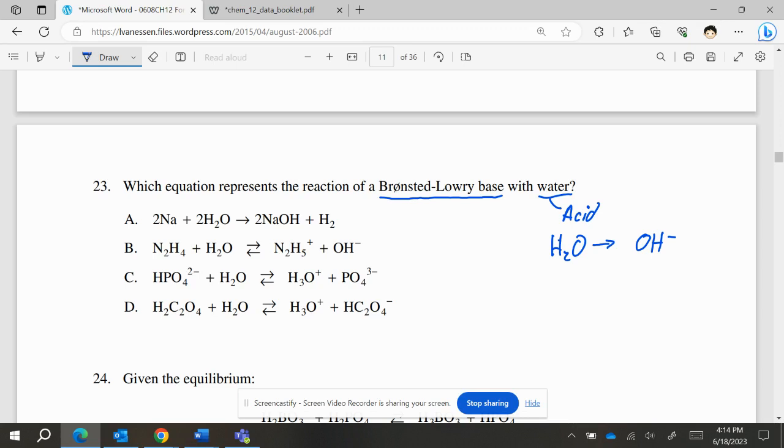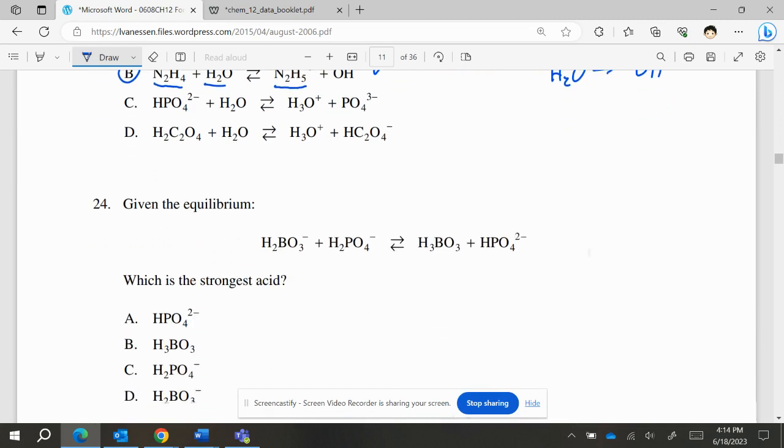Which one of these things has an OH minus in there? That one right there. I just want to double check to make sure that we didn't mess something up. So it's a reaction with water. This one, under the definition of a Bronsted-Lowry base, should be accepting a proton or a hydrogen ion. And so it goes from N2H4 and turns into N2H5. So yeah, that's my answer right there. Okay, number 24.